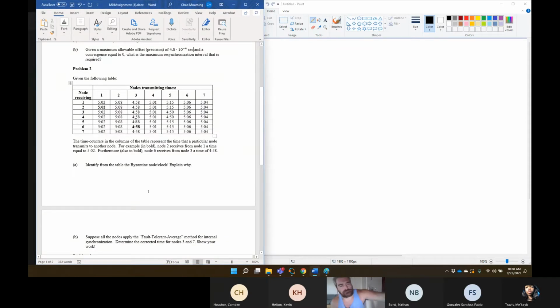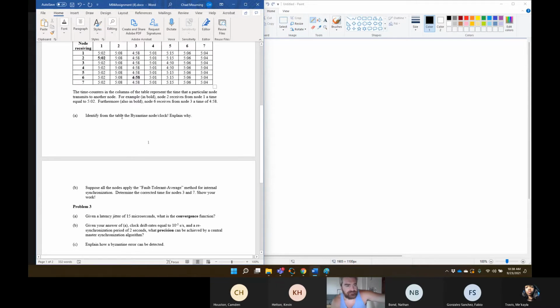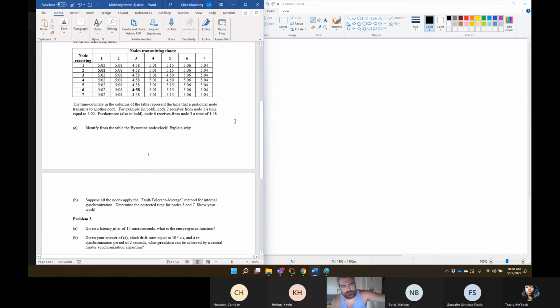So problem 2, the time counters in the columns table represent the time a particular node transmits to another node. For instance, node 2 receives the time 502 from 1. Okay, so identify from the table the Byzantine node clock and why. So that would be the one that sends different numbers to different clocks. So all the same, all the same, all the same, all the same. Number 5 sends different values to different clocks. All the same, all the same. So number 5 is your Byzantine node, or clock.